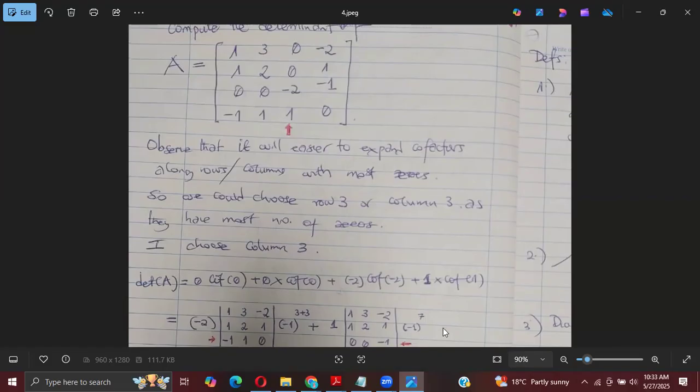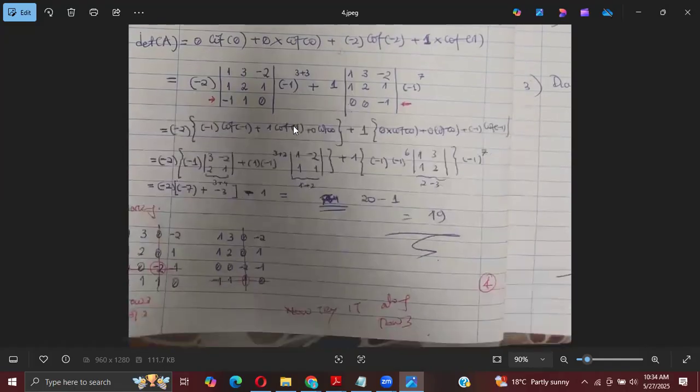So that's why I've written here minus 1 raised to 7, which is 4 plus 3, row 4 plus column 3, times, now where is it? You delete the row and the column where it is. Now here I did some working for you. So this is a matrix. You delete the column and the row where the entry you're dealing with is.